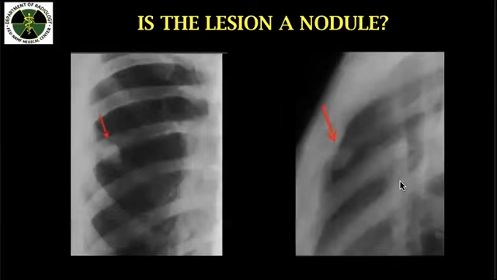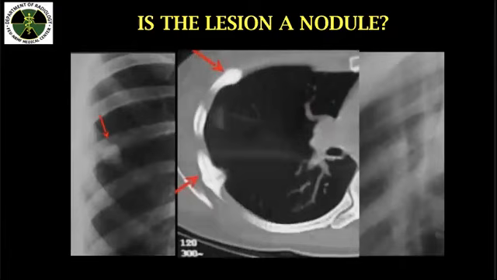Next, another example. Is this a nodule? Is the lesion a nodule? If you look closely, the opacity is seen within the ribs, or the posterior aspect of the ribs. So a CT scan was done showing callus formation within the rib. So this is more of a previous old fracture.